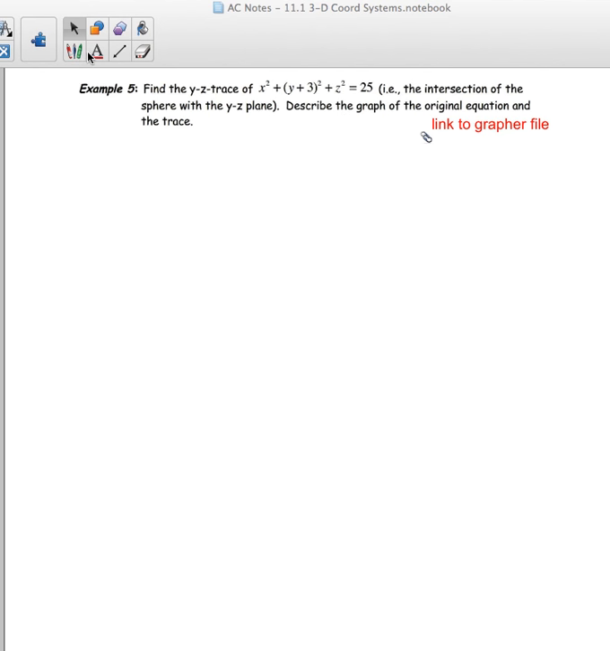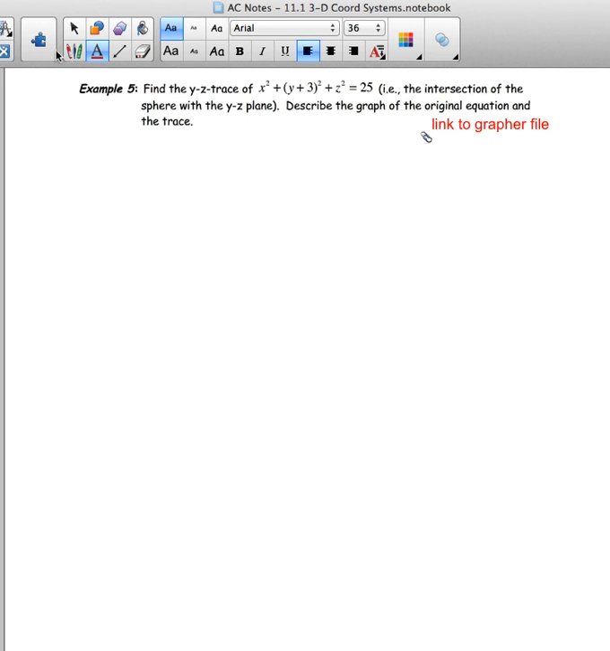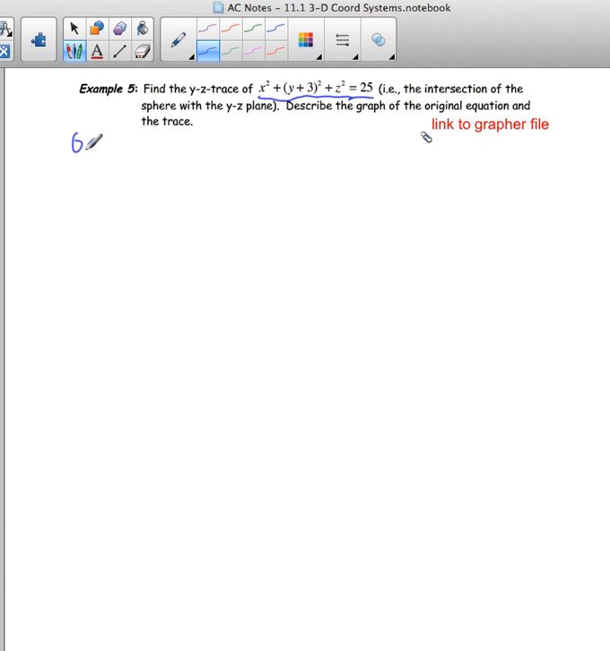The original equation is right here, and it's given by x squared plus (y plus 3) squared plus z squared equals 25. I'm going to write that here: the original equation is a sphere. So this is a sphere. And what do we know about the sphere? Because remember, let me put it down here.